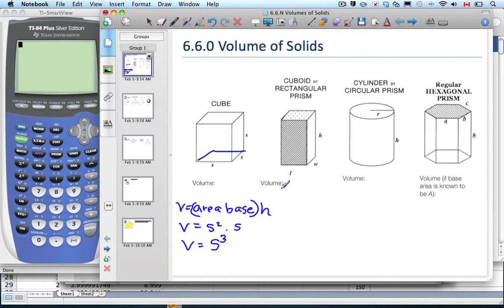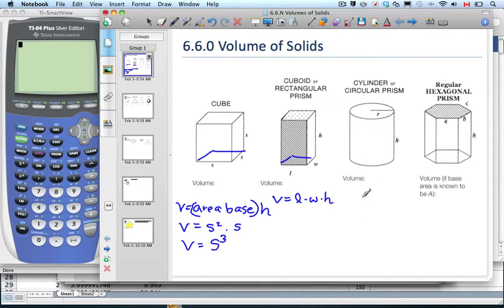Sweet. And for that one, if we do the same kind of thing, the area of that base is length times width. That's the area of the base. And we take that rectangle and multiply it by the height, which is h, and we get our volume.